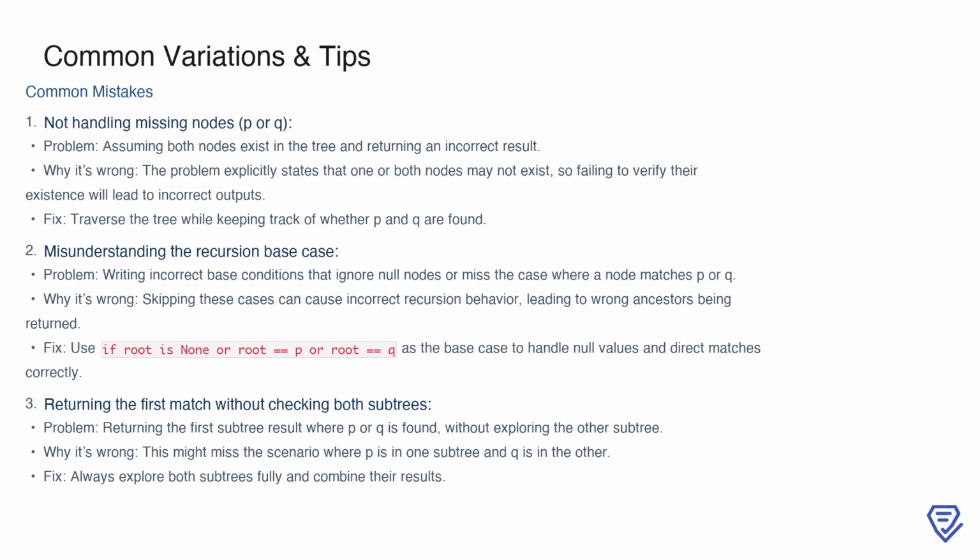By skipping these checks, your recursion might behave incorrectly and return the wrong ancestor. To fix this, always use a base case like if root is None or root equals P or root equals Q to handle these scenarios properly.